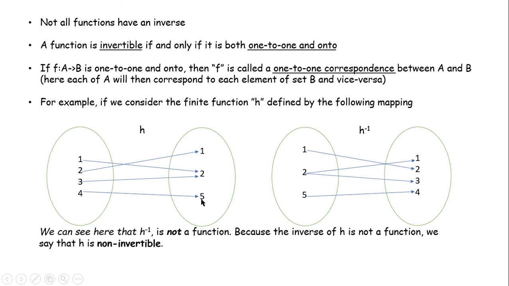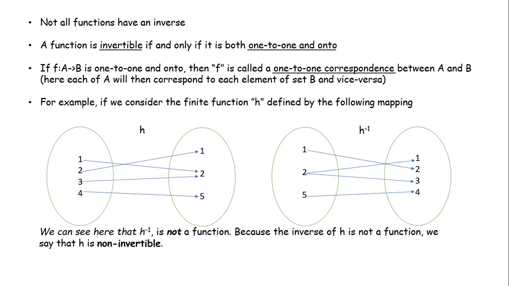Now as per the rule, a function should be both one-to-one and onto in order to be invertible. But here I can clearly see that this function is not one-to-one, because two elements 1 and 3 have the same image 2. So in that case this function is not invertible.